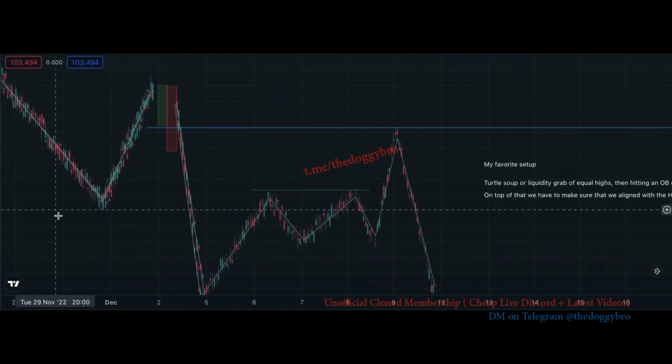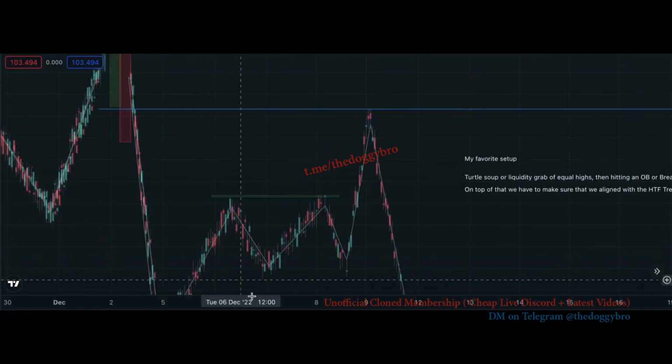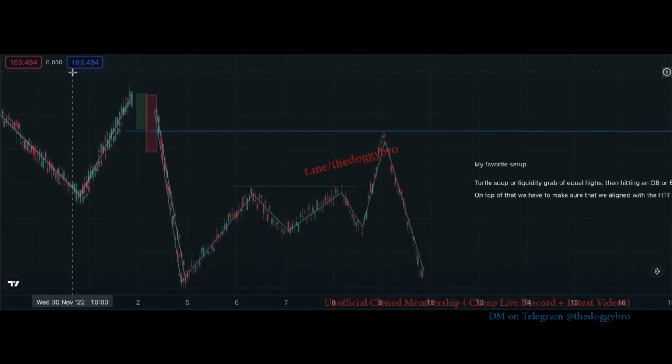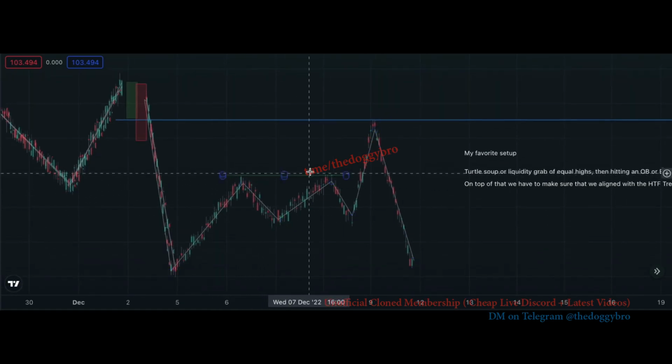As we can see here, price is bearish. We can see that there are equal highs here. And this is supposed to be an order block. And I'll show you guys a live example. I'm just showing you guys a diagram of it right now. So we can see that equal highs were created, and that we are bearish on the higher time frame.